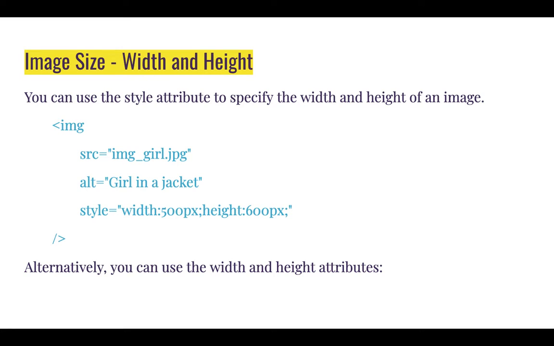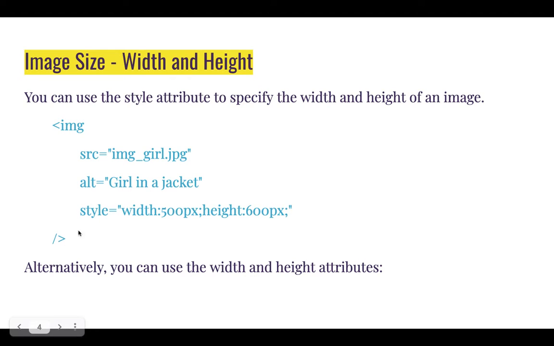Image size, using the width and height attributes. You can use the style attribute to specify the width and height of an image. Look at this example carefully. Inside this image tag, there are three attributes. The first one is the src attribute, the second is the alt attribute, and the third is the style attribute. In the style attribute, we assigned a width of 500 pixels and a height of 600 pixels.